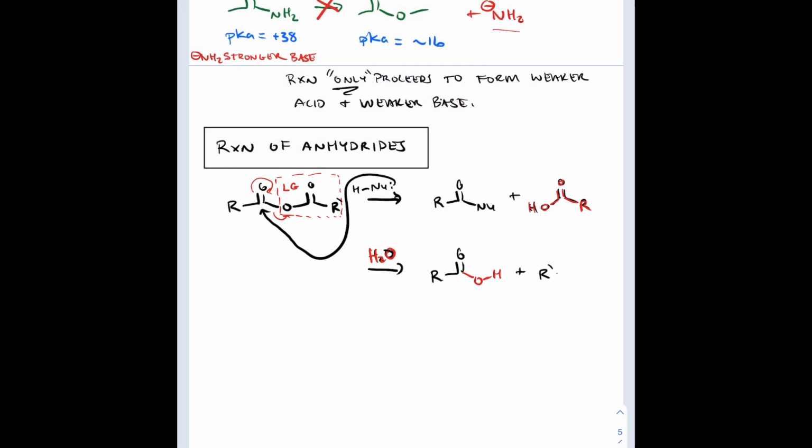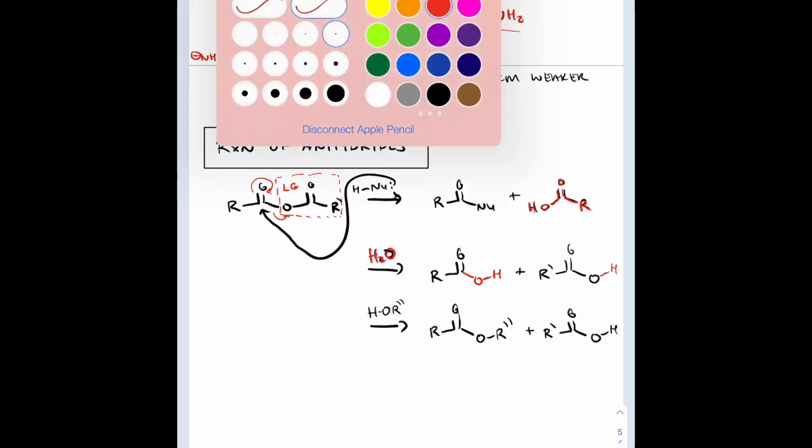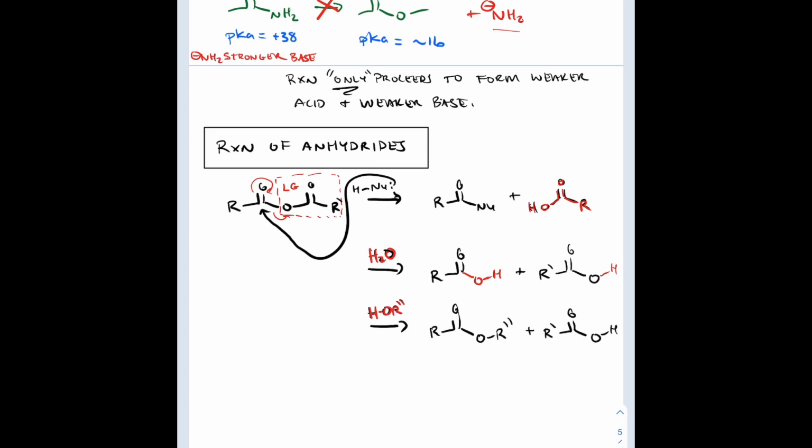Let's say we reacted our anhydride with water. I drew it in red so that we can kind of follow the protons. We would end up with one equivalent of a carboxylic acid that took that water, and then the other one would be a carboxylic acid that was the leaving group. If we did the reaction with an alcohol, we can again make an ester as well as a carboxylic acid.